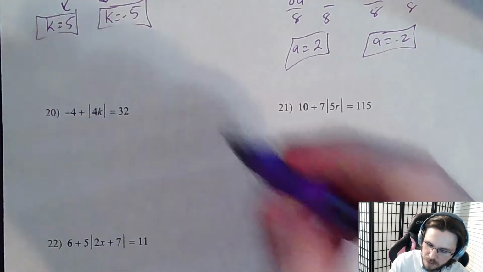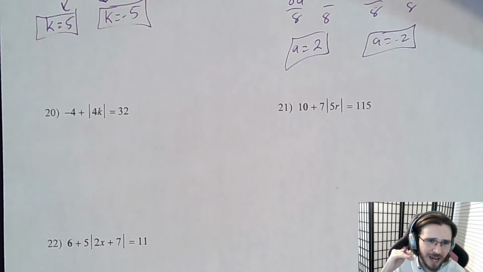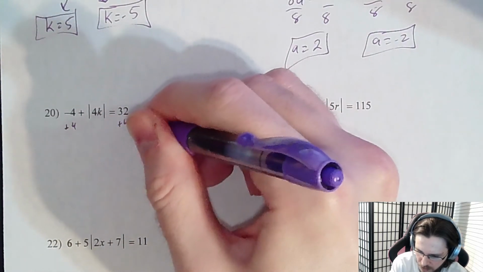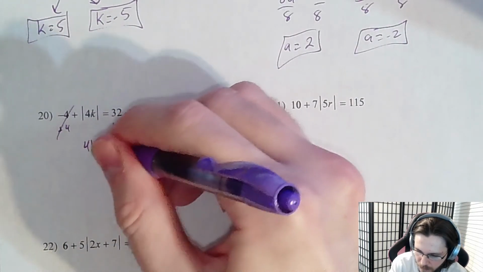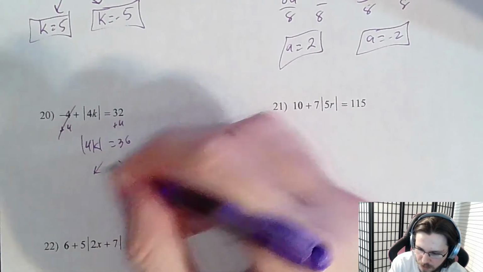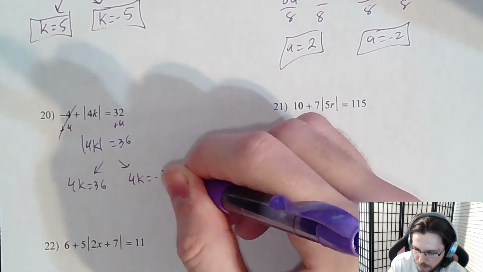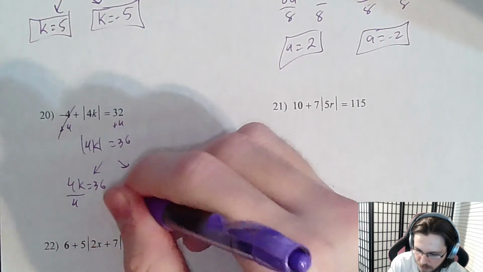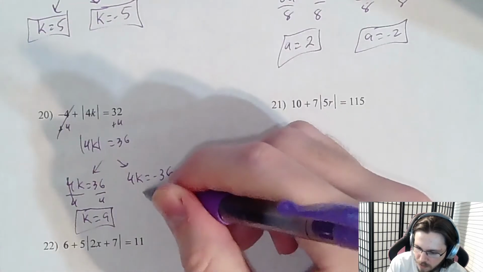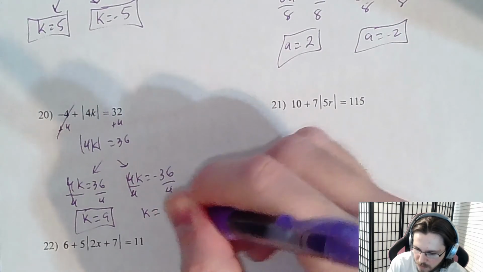Number 20. So this one, you still have to split it into two, but you can't split it into two yet. You have to get the absolute value alone first. So we're going to add 4 to both sides before we split it into two. Now we split it into two questions. Divide both sides by 4. Get k equal to 9. And divide both sides by 4 here. We got k equal to -9.